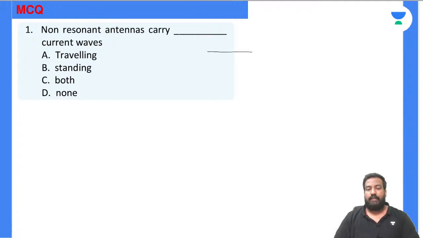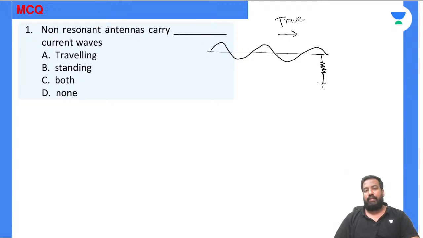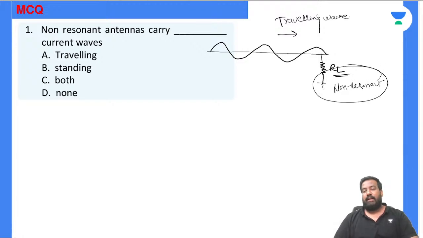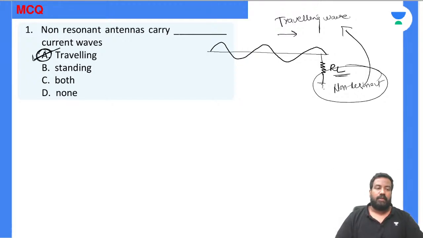Non-resonant antennas means antennas terminated in their load impedance. The wave is traveling, the current wave is traveling. Here it is terminated in its impedance, so there is no standing wave. The wave will not come back. Only one wave, one-sided wave will be there. Therefore this is called a traveling wave. An antenna which is terminated in its load impedance RL is called a non-resonant antenna. Therefore a non-resonant antenna carries a traveling wave. Question number 1, option A is the answer.